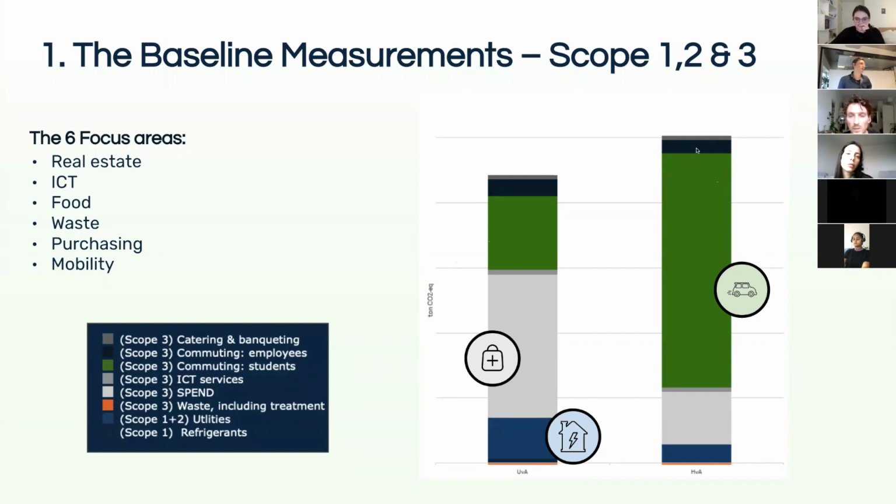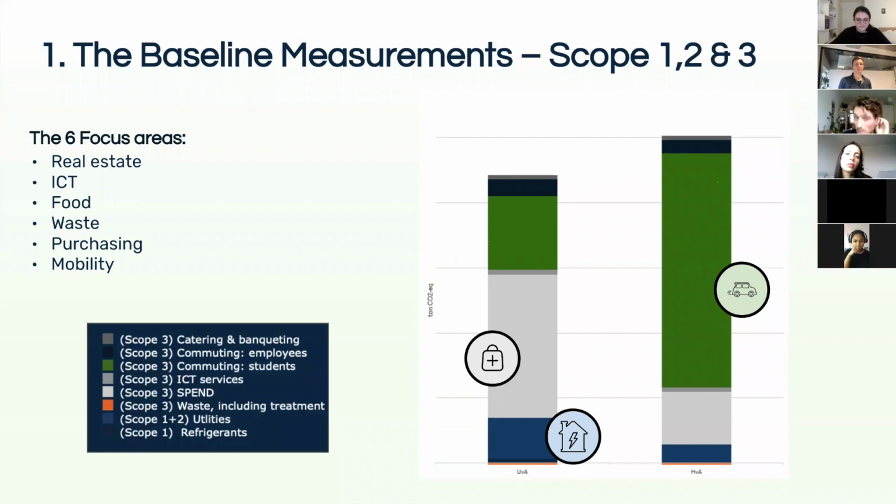Quite some significant impact comes from the purchasing of goods and other services. For this analysis, we did quite a thorough study, looking at 50 categories ranging from software purchasing to furniture to books and audio material, stuff like that. So quite broad. The spend category, to answer the question in the chat, is purchased goods and services.